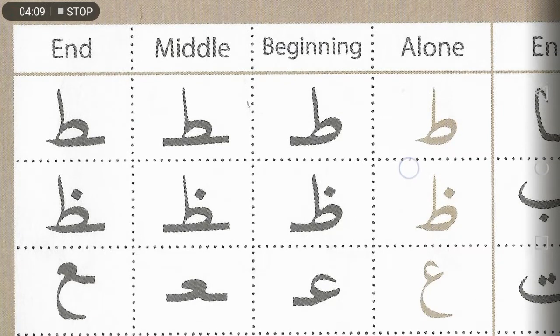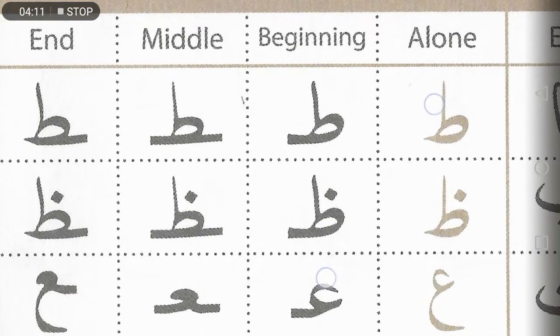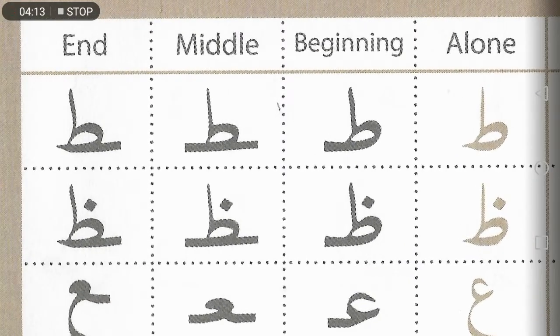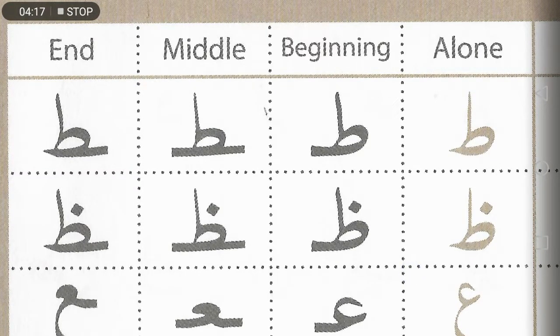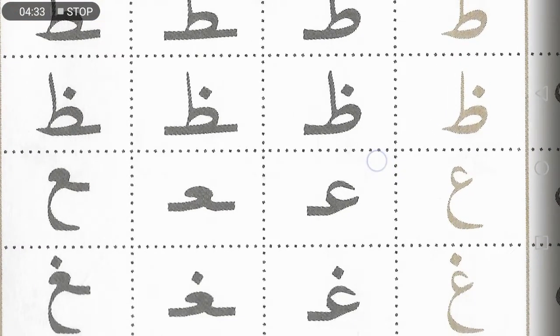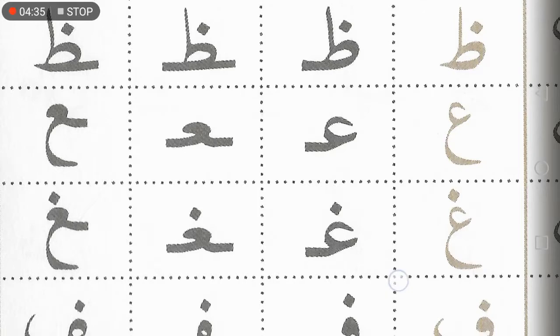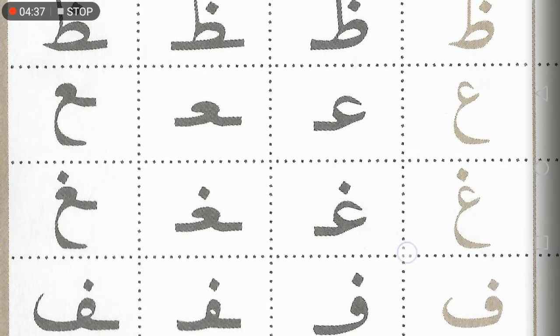So again, the columns are the same. You've got the alone, beginning, middle, and end. The ta and the dha, the shape hardly changes. The only thing that you've got are these arms. In the beginning, the arm is coming from the left. In the middle, you've got two arms, and in the end, the arm is reaching to the letter before. And bear in mind the dot as well. That's vital.